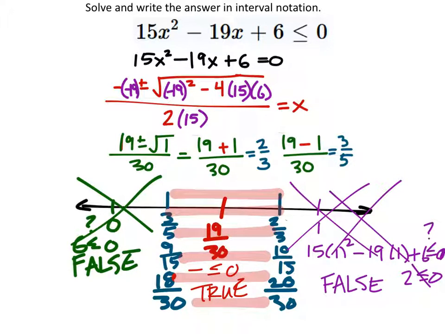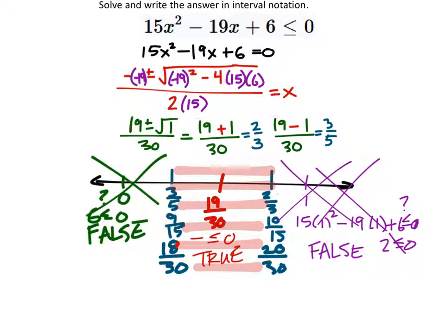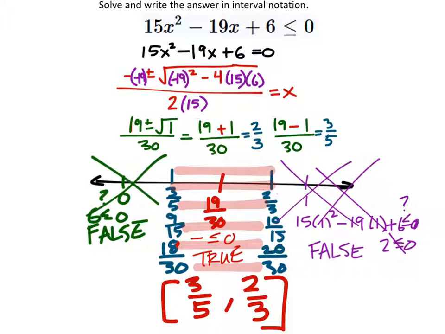Now let's write the interval. This interval is sandwiched between 3/5, and that's a square bracket because it was included. And it goes all the way to 2/3, which also is included. There it is.